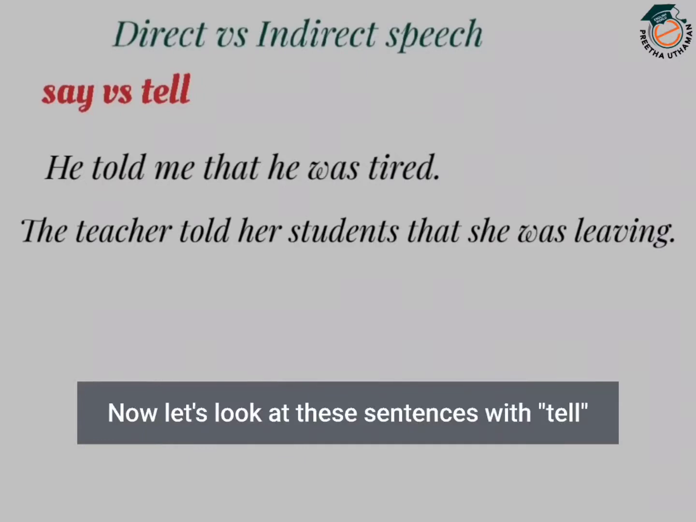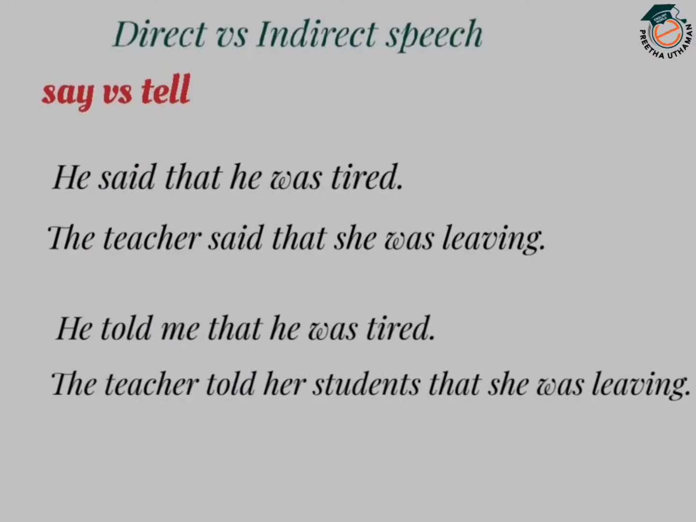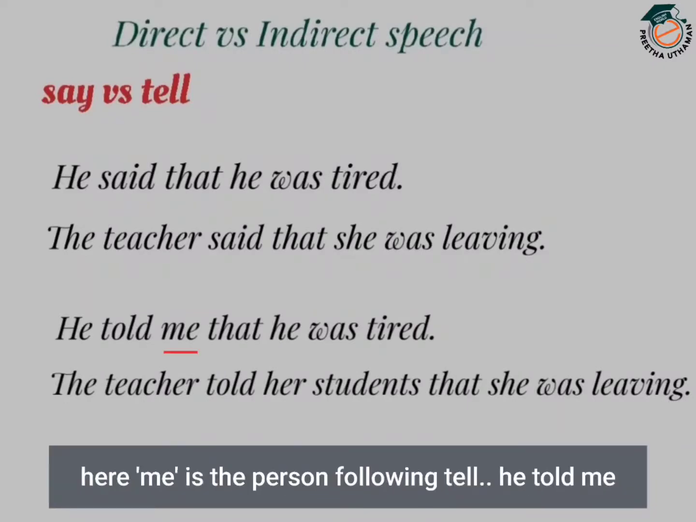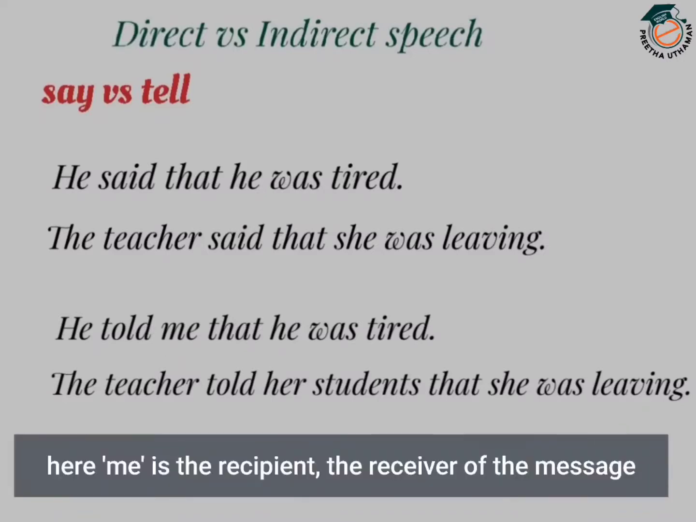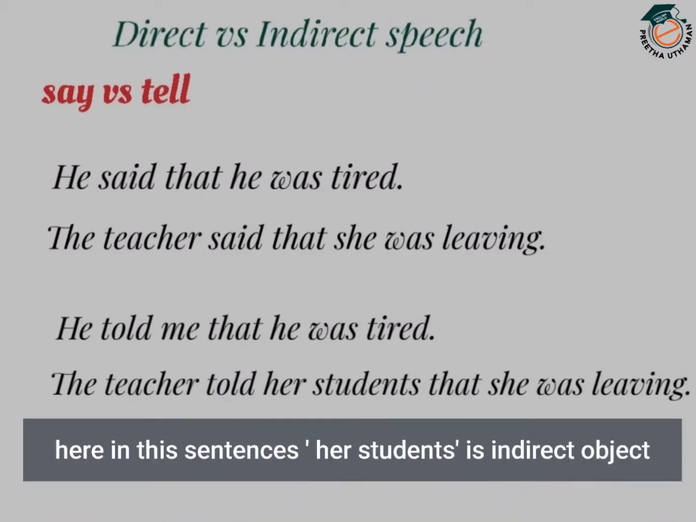Now let's look at these sentences with tell. He told me that he was tired. The teacher told her students that she was leaving. Now let's compare these examples with say and tell. When you use tell, you must have a person following. Here, he told me that he was tired. Me is the person following tell. Here, me is the recipient, the receiver of the message. So, me is indirect object here.